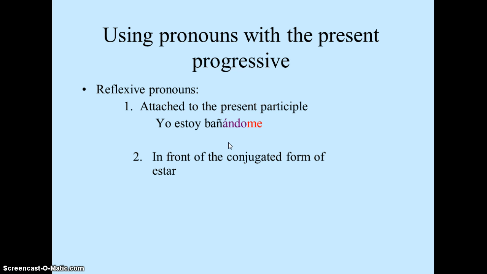The second option is to put it in front of the conjugated form of estar. I think this is a little bit easier, especially since you don't have to mess with accents, but you can feel free to do it however you want. Either way is grammatically correct. So whatever you want to do is fine. Just make sure that you're putting it in one or the other, either attaching or putting it in front of the conjugated form of estar. Yo me estoy bañando.